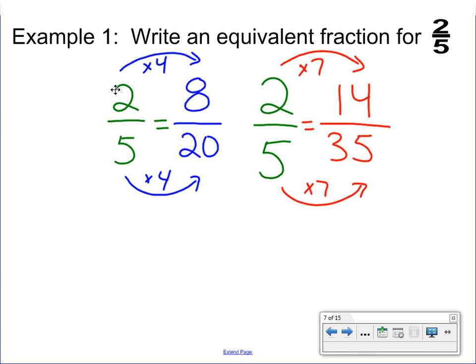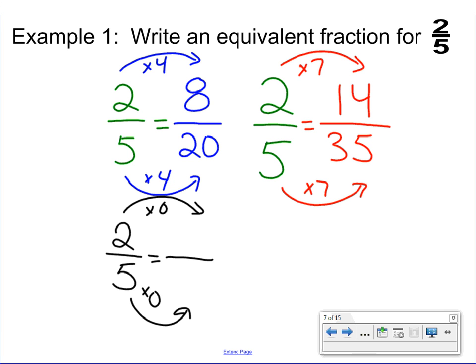Now, besides the rule that you have to do the same to the top as you do to the bottom, you have to do the same to the numerator as you do to the denominator, the other rule that I have is that there's one number that we do not want to use. And in this case, that number is 0. Now, why is that? Why would I not want to multiply times 0?